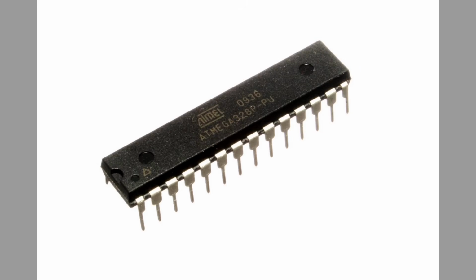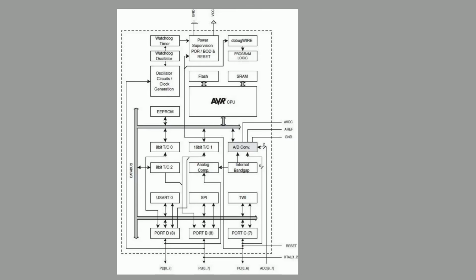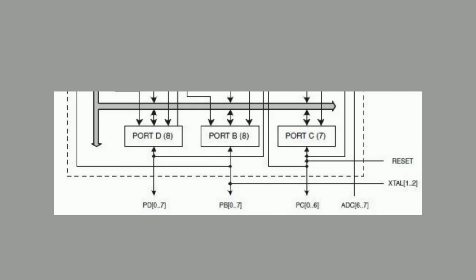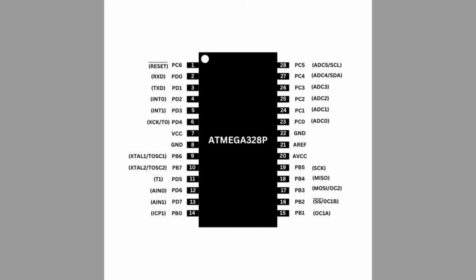To better understand how to use GPIO pins, we first need to understand their hardware structure. The Atmega 328P microcontroller has three main ports: Port B, Port C, and Port D. Port B and Port D each contain 8 pins, while Port C contains 7 pins. These pins are used for almost everything the microcontroller does. They are used when uploading code, receiving inputs from sensors or push buttons, and sending output to other devices.